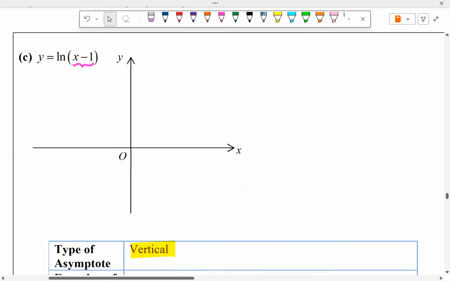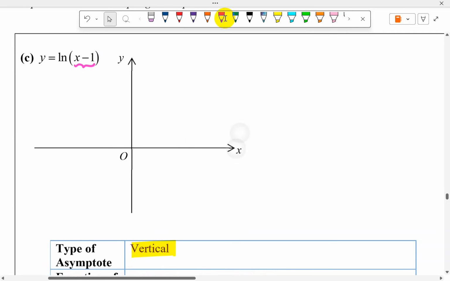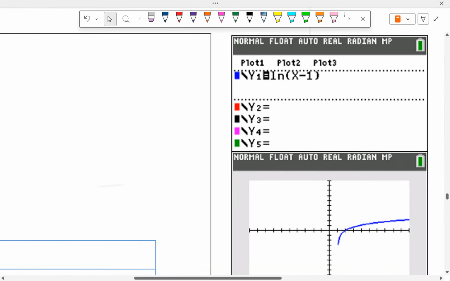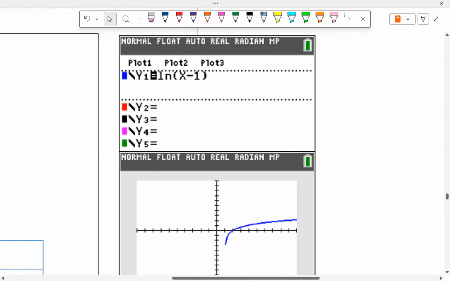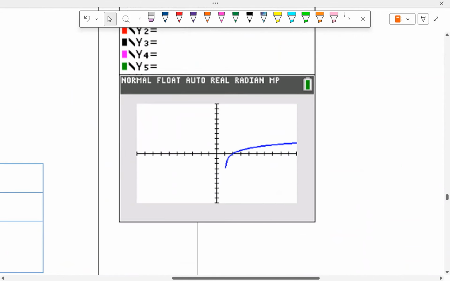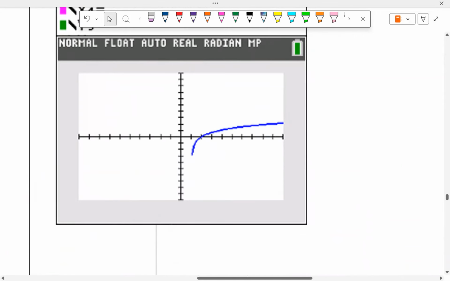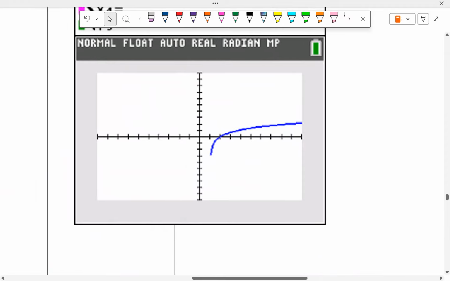Now, before you use your GC, take out your ruler and pencil to sketch in the vertical dotted line to indicate to the examiner that you have a vertical asymptote at x equals 1. Then the next step, go to the GC and key in y equals ln of x minus 1. Then the GC will also give you a very misleading graph. It shows that it's hanging somewhere, but no, so take note.